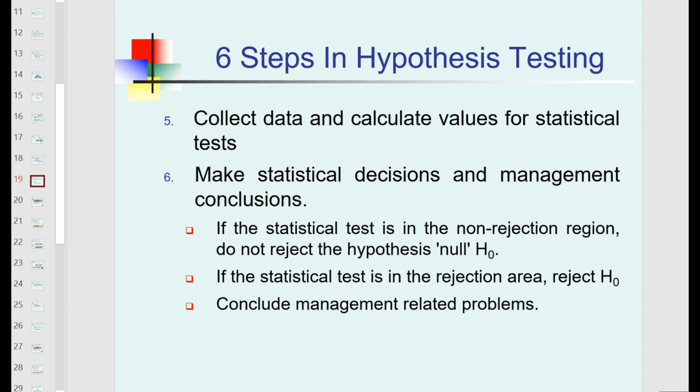Okay, next, collect data and calculate values for statistical tests. You make a statistical decision and management conclusion. If the statistical test is in the non-rejection region, we do not reject. Okay, so it all depends on what is the value that you get. Okay, and then you can make your own conclusion.